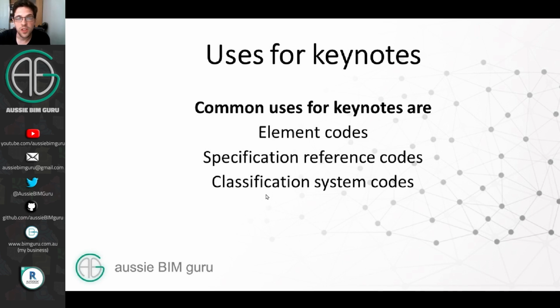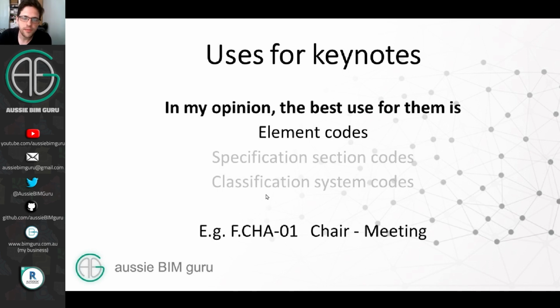You can also use them for specification reference codes, for example the NatSpec system in Australia, and also classification systems such as Uniclass 2015. I'm going to talk a little bit later about why you probably wouldn't want to use keynotes for those two situations. But in my opinion, element codes is the intended and best use for keynotes. So for example, a code for a chair would be perfect for a keynote. You could obviously use a shared parameter as well, but you'd have to use something like a multi-category tag, and to get this value into a keynote legend wouldn't be possible.